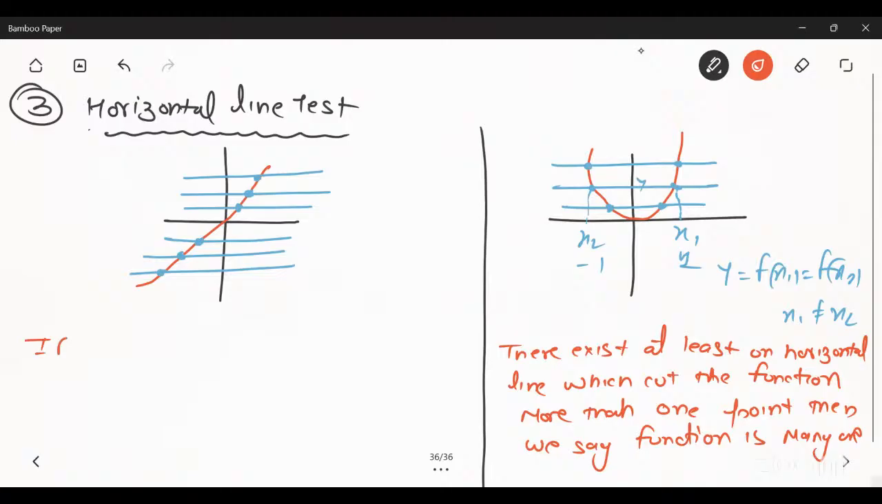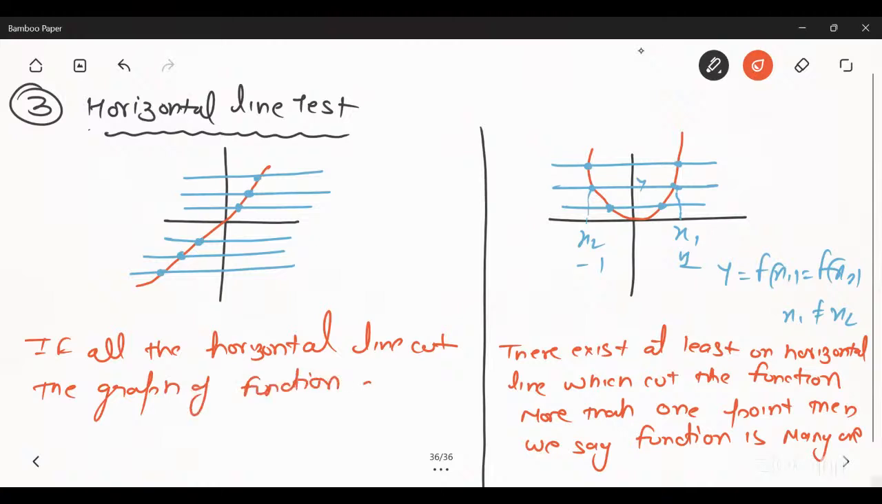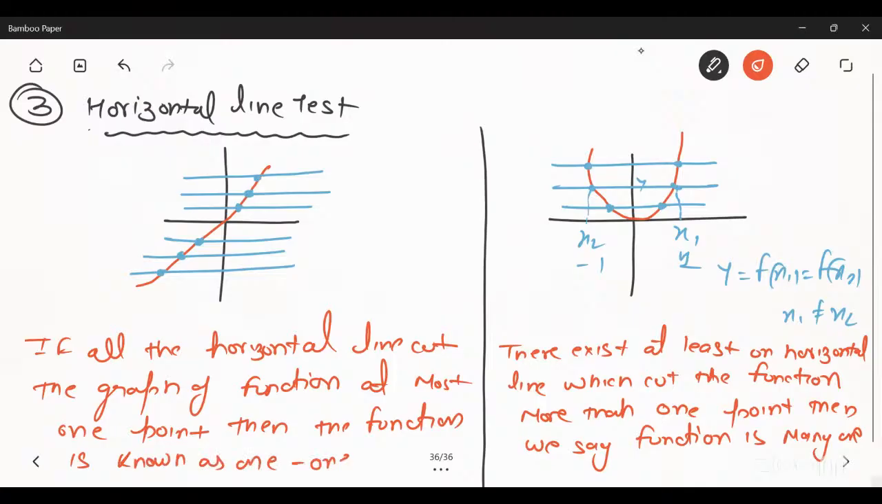And if all the horizontal lines cut the graph of the function at most 1 point, then the function is known as a one-one function.